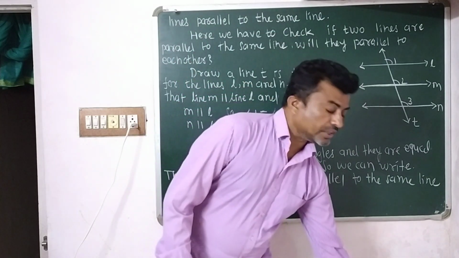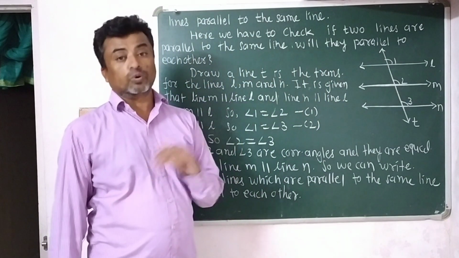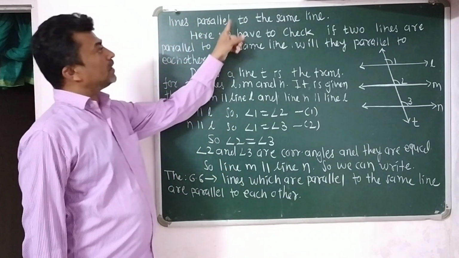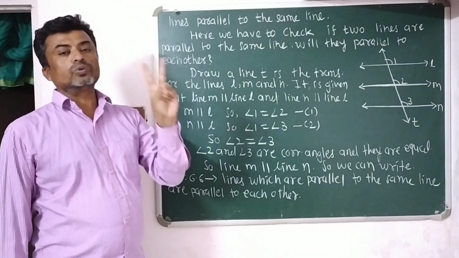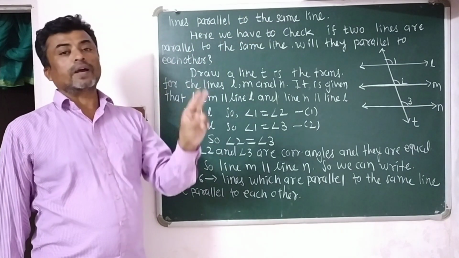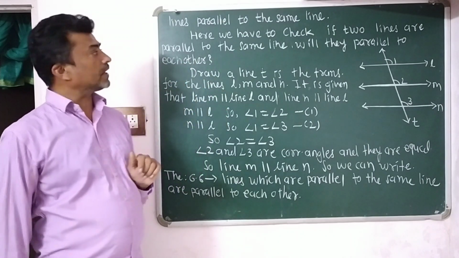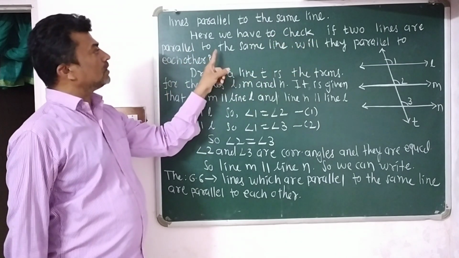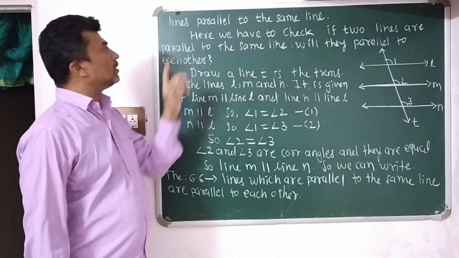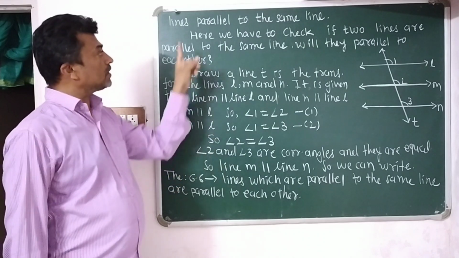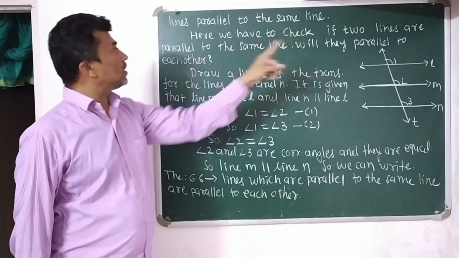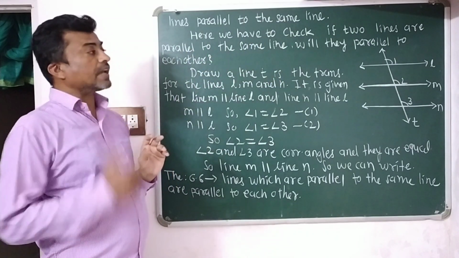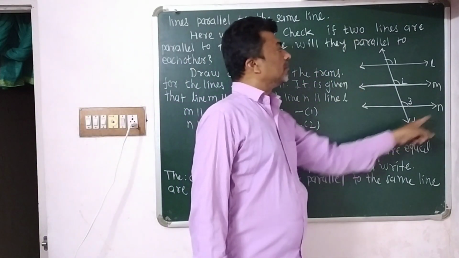Now we will discuss Theorem 6.6 with proof. So see children, in Theorem 6.6, lines parallel to the same line. Here two lines are given to us and they are parallel to the same line. We have to check if two lines are parallel to the same line, will they be parallel to each other? This I can explain with the help of one diagram.